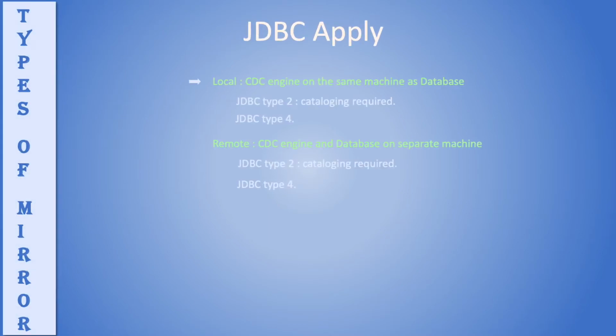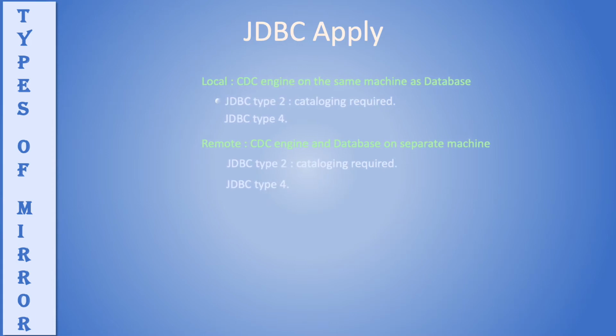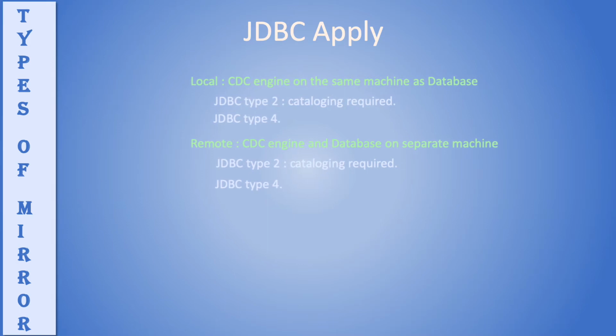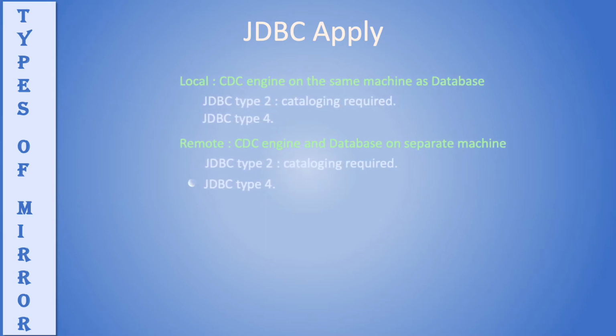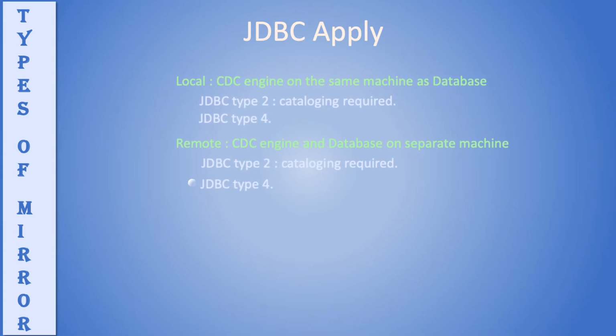Let's discuss mirroring. The first step of mirroring is through JDBC apply. It is the only mode of mirror or incremental apply for most of the CDC engines. JDBC apply can work with type 2 and type 4 connections. Needless to say, if we are using type 2, database will have to be cataloged. Both local and remote apply are possible with JDBC apply.